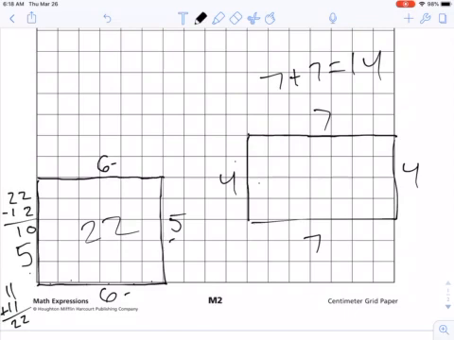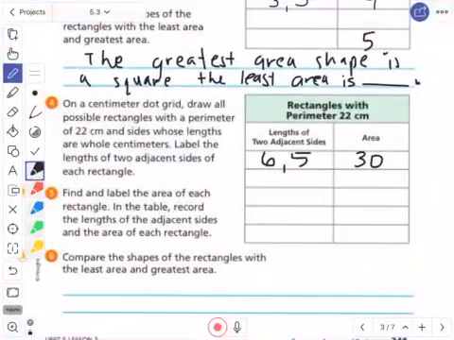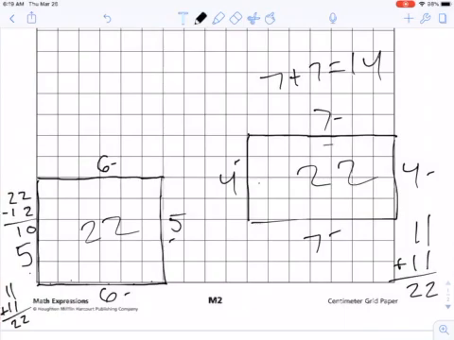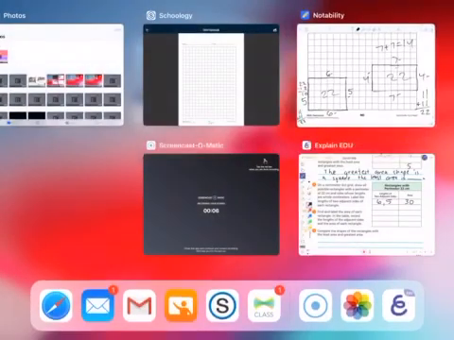Okay, let me just double check my work. 7 plus 4 is 11. 7 plus 4 is 11. Add that up. 1 plus 1 is 2. 1 plus 1 is 2. Awesome, 22. So back to my sheet here. My length, what was my length again? Oh yeah, the top is 7, and my width is 4.